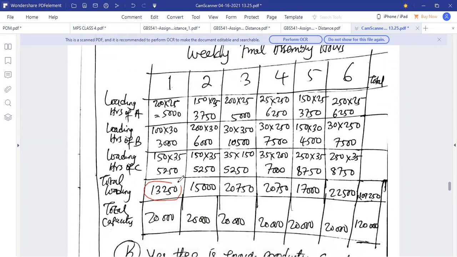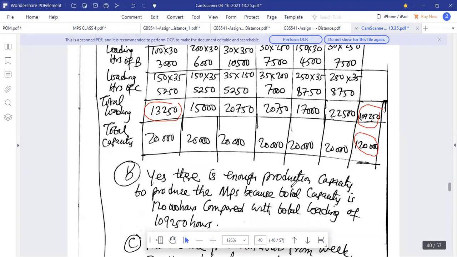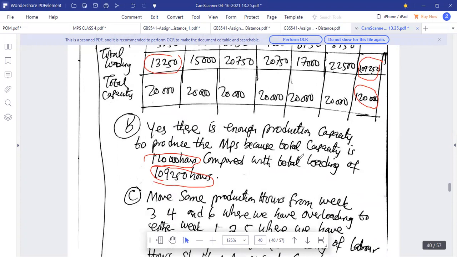And then weekly capacity is 20,000 per week. So this is the total loading per week. Then you compare this one and this one. So we have just computed the loading per week for each scanner, the total loading, okay? And then there's a need now to say, yes, there is enough production capacity. We're answering B: there's enough production capacity to produce the MPS because total capacity is 120,000 hours compared with the loading of 109,250 hours, all right? So we have answered, there's enough capacity.